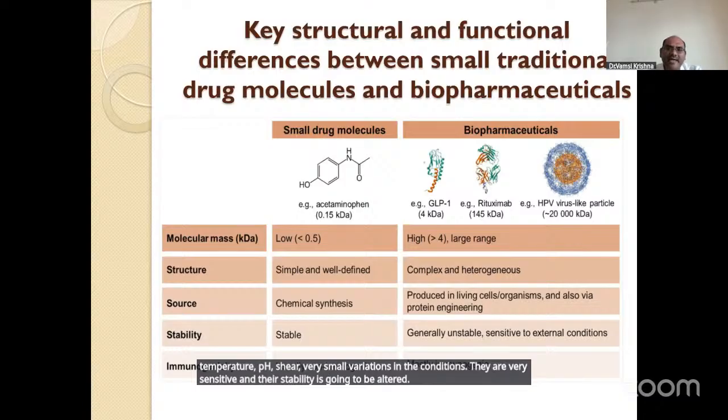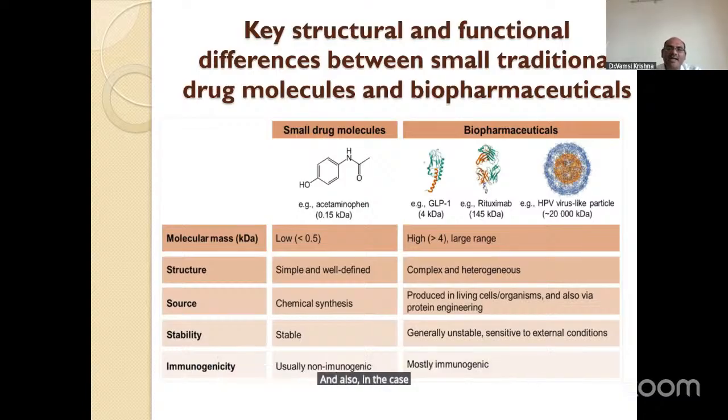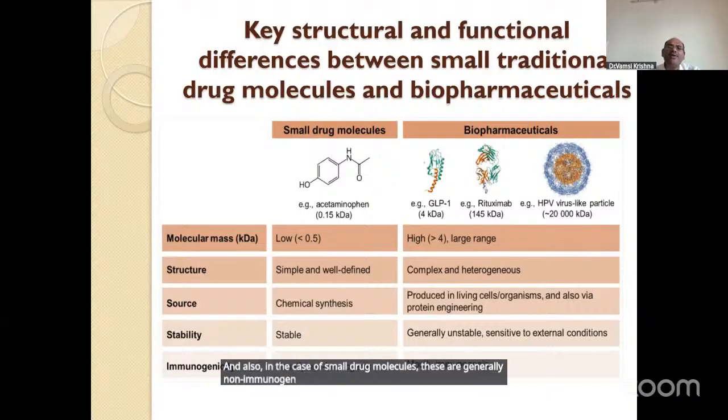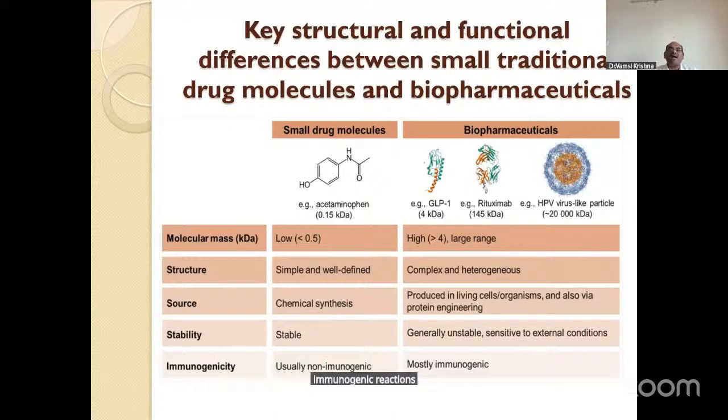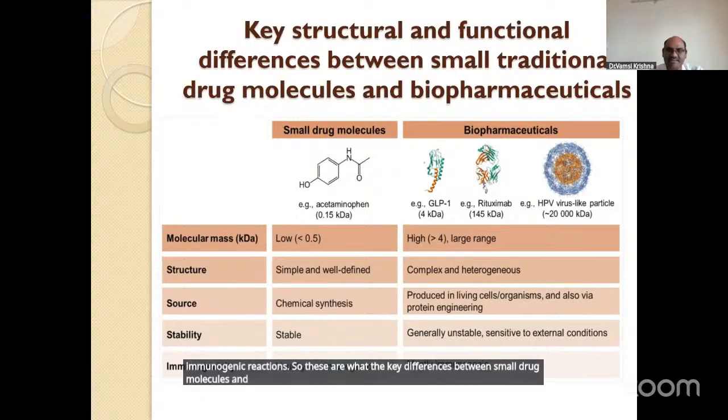And also, small drug molecules are generally non-immunogenic. We are not going to observe any immunogenic reactions in the case of small drug molecules. But biopharmaceuticals are mostly immunogenic. They are going to produce immunogenic reactions. So these are the key differences between small drug molecules and biopharmaceuticals.